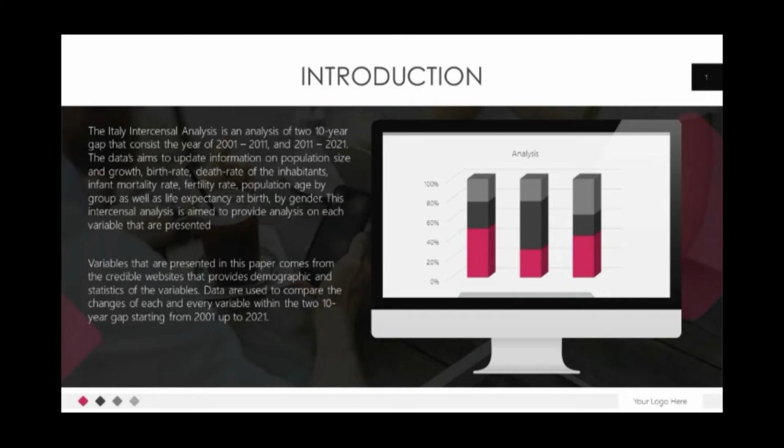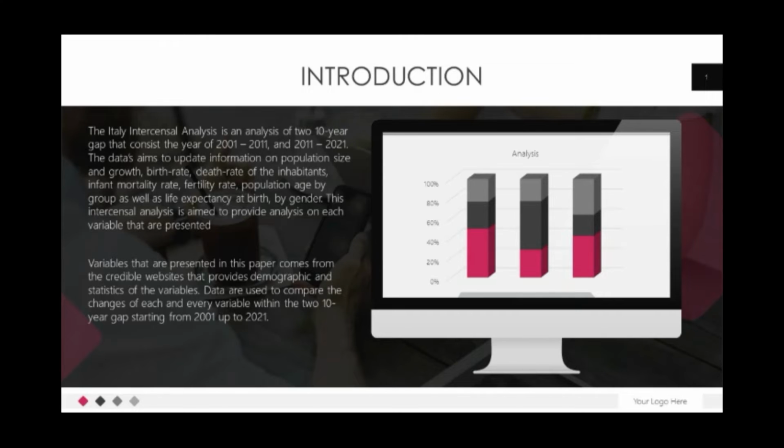The data aims to update information on population size and growth, birth rate, death rate of the inhabitants, infant mortality rate, fertility rate, population age by group, as well as life expectancy at birth by gender. This intercensal analysis is aimed to provide analysis on each variable that is presented. Variables presented in this paper come from credible websites or sources that provide demographics and statistics of the variables. Data are used to compare the changes of each and every variable within two 10-year gaps starting from 2001 up to 2021.